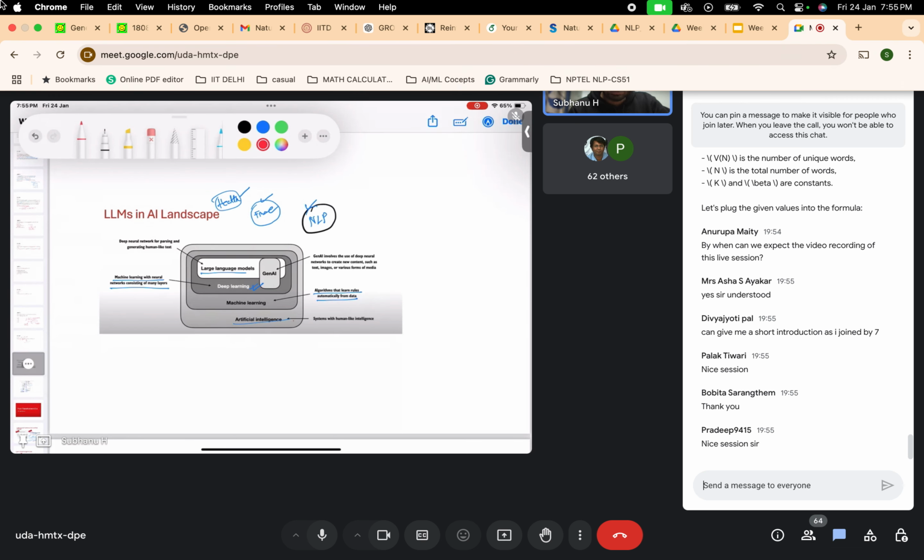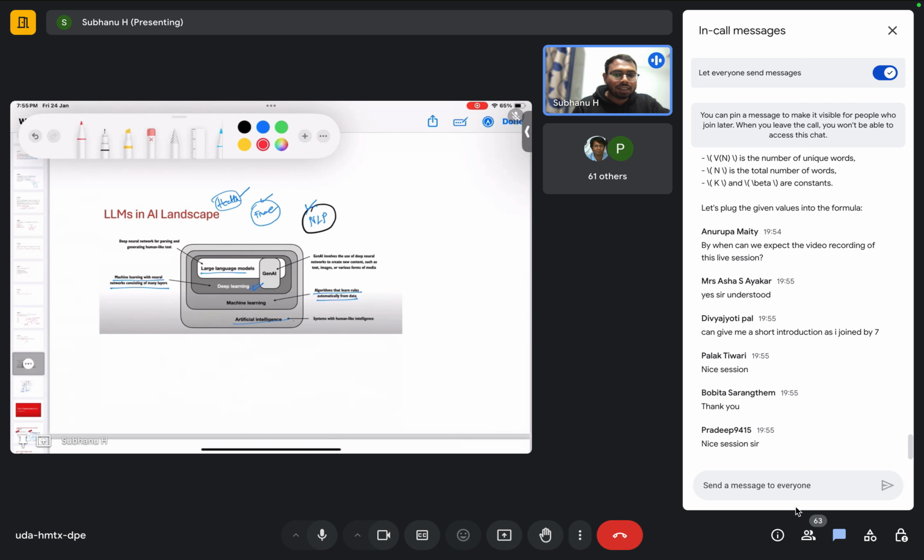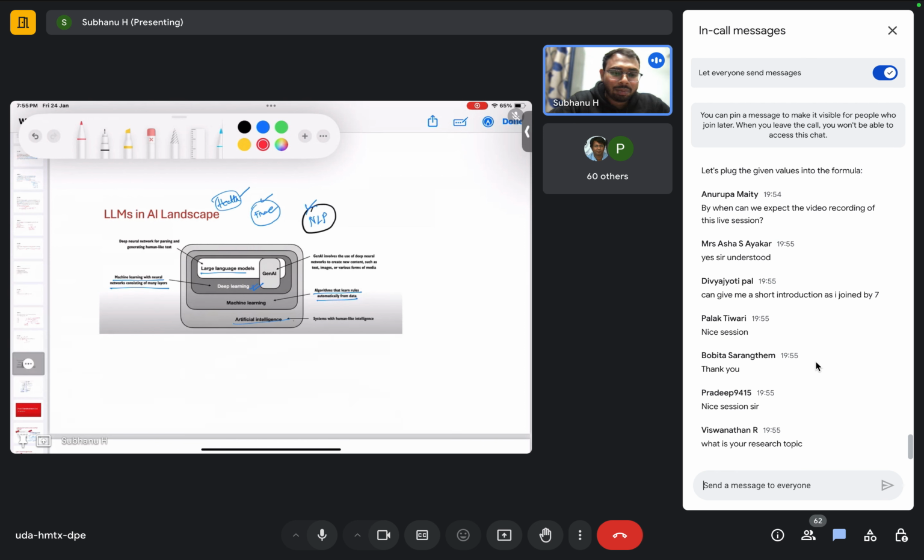We have a 2 hour session, and I have ended it 5 minutes earlier. So can anyone of you introduce yourself? I am very surprised to see that all are working professionals here. I am not finding any student. So where are the students? Someone is commenting, Palak Tiwari and Bobita Sarangthem. Can you please introduce yourself? Where are you from?